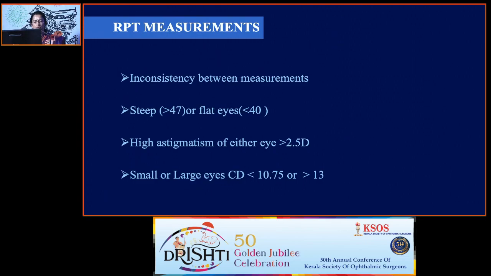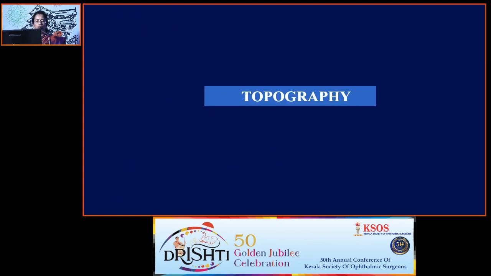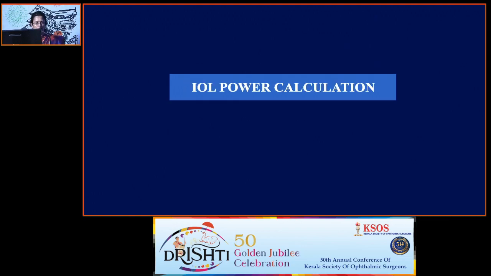You should repeat the measurements if there is inconsistency between measurements, if the steep axis is more than 47 diopters or the flat is less than 40 diopters, if there is high astigmatism of more than 2.5 diopters in either eye, and also if there is asymmetry between the eyes of more than 1 diopter. Topography is helpful in ruling out irregular astigmatism.